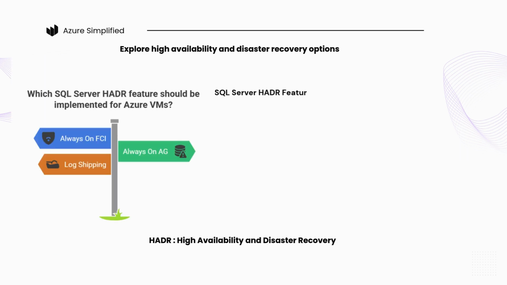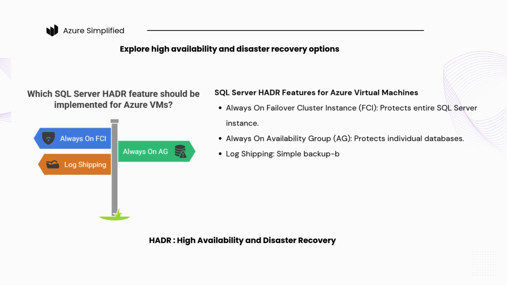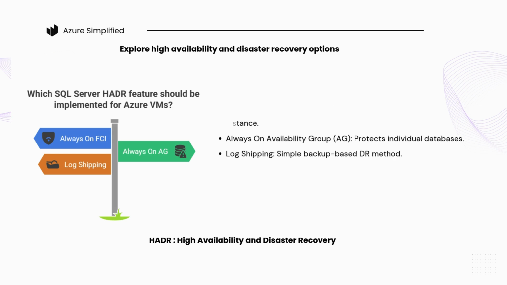SQL Server HADR features for Azure Virtual Machines. Always-on failover cluster instance, FCI, protects the entire SQL Server instance. Always-on availability group, AG, protects individual databases. Log shipping is a simple, backup-based DR method.